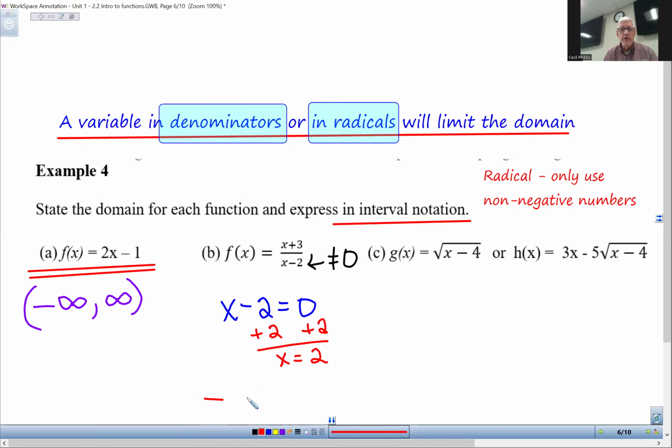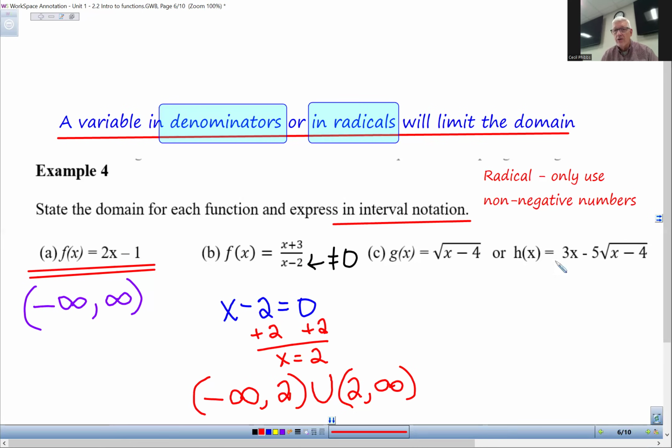So that means we can have all the numbers less than 2. That would be negative infinity up to 2 with a parenthesis, and then anything greater than 2, from 2 to positive infinity. And between it is where you would put your union symbol. So this is what your domain is going to look like anytime you have a fraction and you're removing one number, whatever that number is, that makes your denominator 0. And notice these are all parentheses.